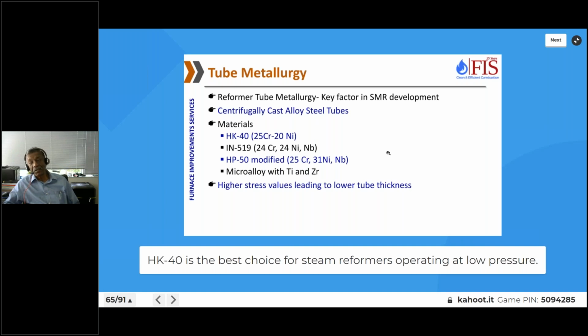So as I said, there has been a tremendous amount of development which has taken place. Historically, we started with 25/20. Then we went to 24/24 and IN519. HP modified has been used, and now we are able to use microalloys with titanium and zirconium. So these are rare metals. And what it does is basically we are able to get higher stress values leading to lower tube thickness. And we are using this improvement in metallurgy to revamp reformers. Like if you have an HK40 tube, you go to HP modified or microalloy. Now you can keep the same OD, but you can use the lower thickness. And with that, you can put more catalyst. So you can increase the capacity of your reformer by going with lower thickness.